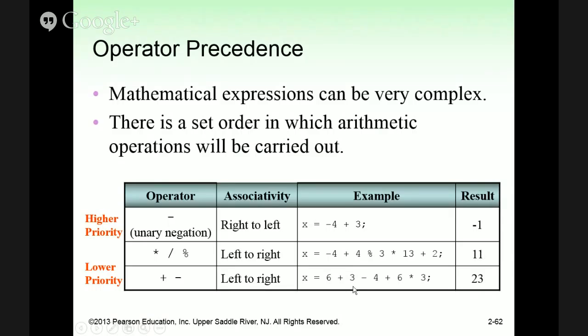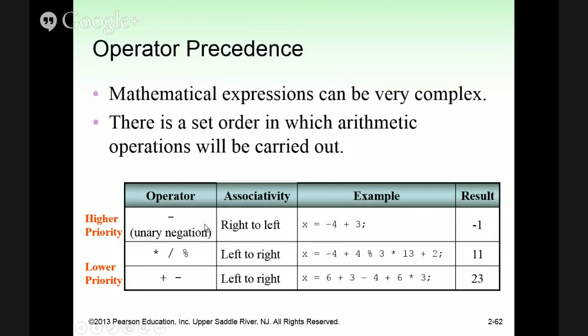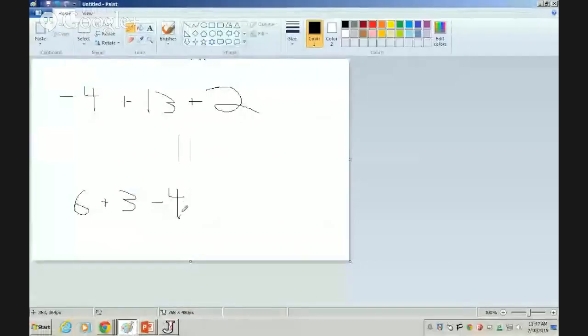Now let's look at the last one. We have 6 plus 3 minus 4 plus 6 times 3. Of those operations, which one do we have to do first? Multiplication, right. So that becomes 18. Let me write that down. So it's 6 plus 3 minus 4 plus 18. Then we can simply add those together. 6 plus 3 is 9, minus 4 is 5, plus 18 is 23.